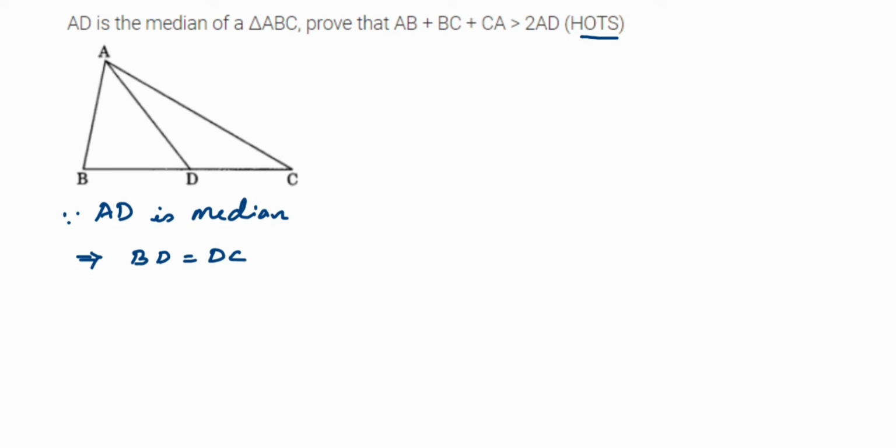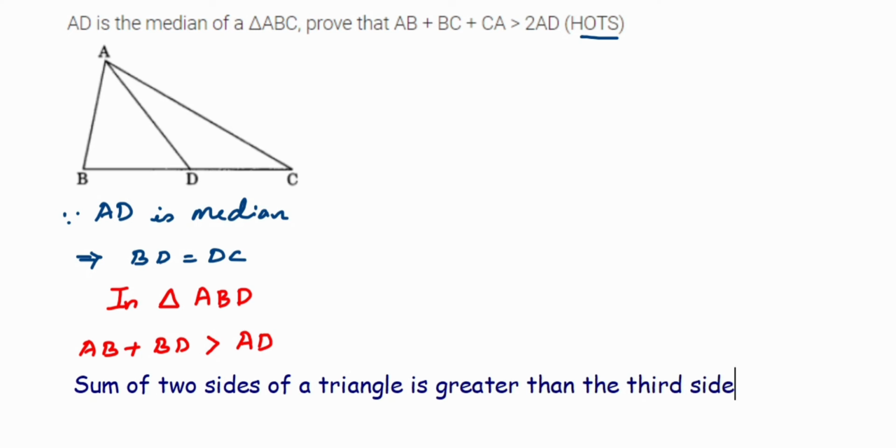Now, to prove this, I'm going to take two triangles. First, I'm going to consider triangle ABD. In that triangle, I'm going to apply a property of triangle. So, in triangle ABD, AB plus BD will be greater than AD. Now, what is this? This is a property of a triangle which says that the sum of two sides of a triangle is always greater than the third side. You can add any two sides of a triangle, that will always be greater than the third side. So on the basis of that, we have written AB plus BD is greater than AD.